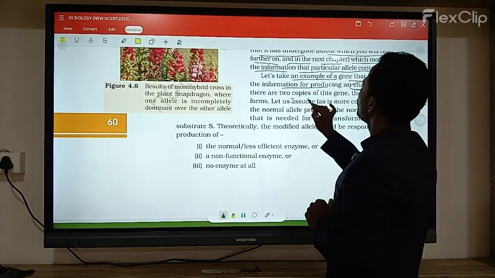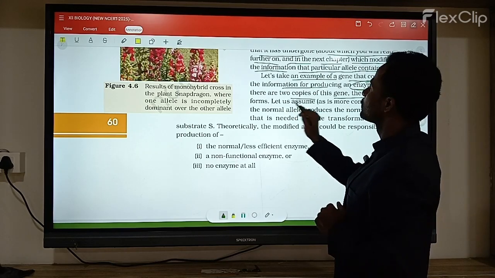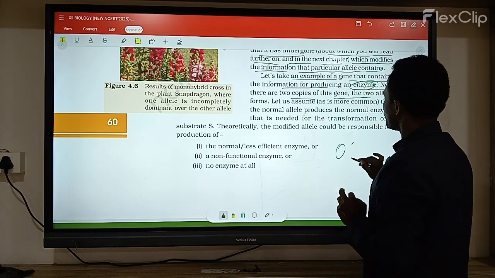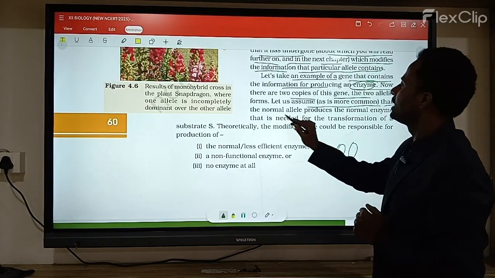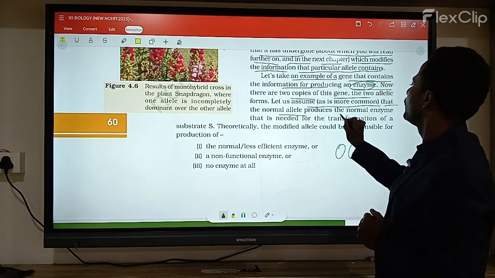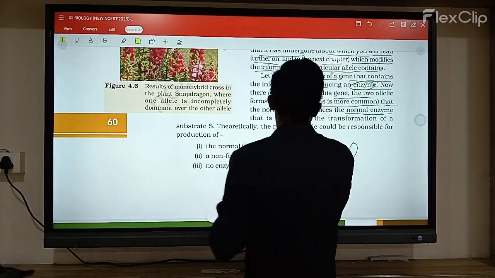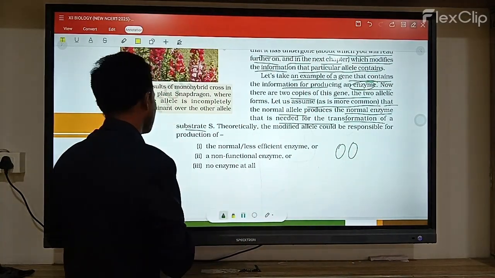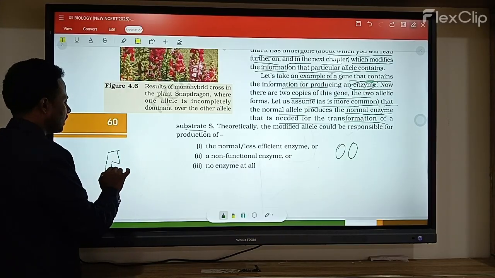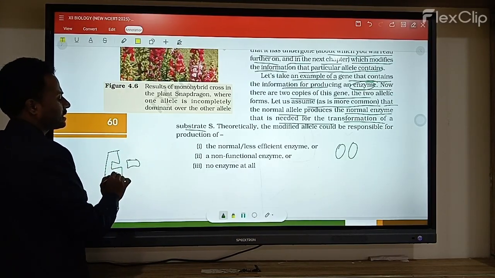Now there are two copies of the gene, the two alleles. So two copies get produced as two genes. Let us assume the more common one, that is the normal allele, produces the normal enzyme needed for the transformation of a substrate. So this enzyme transforms the substrate.